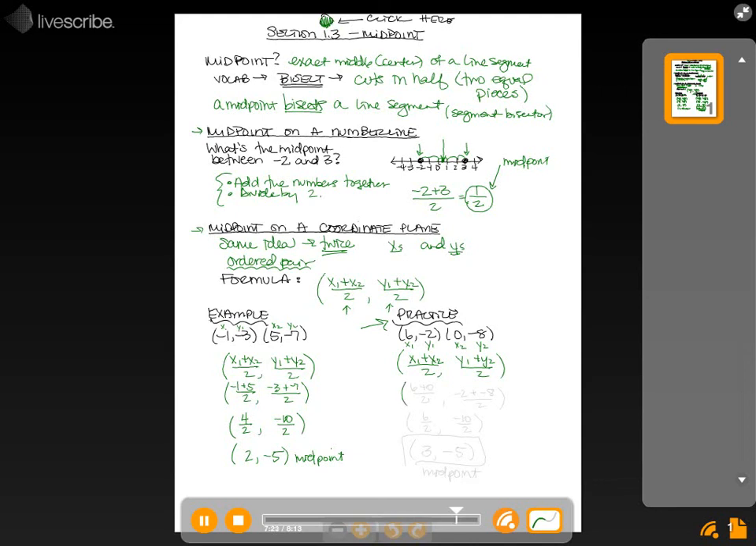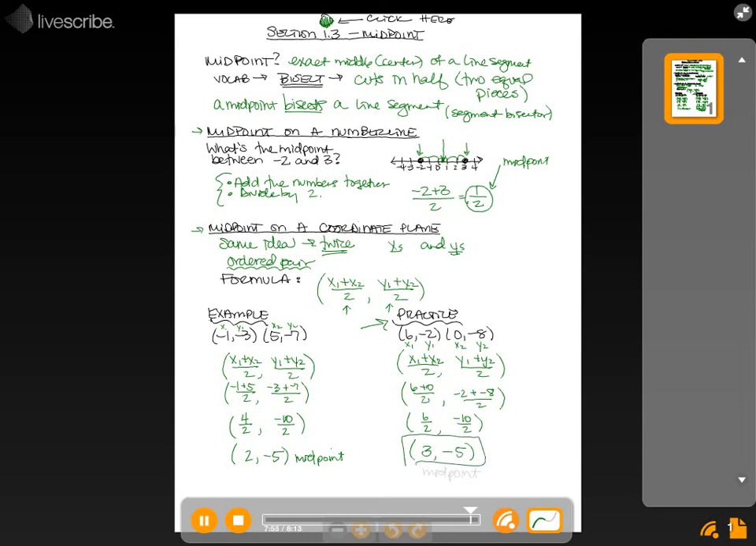Alright, let's fill in our values. x1 is 6, and x2 is 0, so 6 plus 0 divided by 2. y1 is negative 2 plus y2 is negative 8 divided by 2. 6 plus 0 is 6 divided by 2. Negative 2 plus negative 8 is negative 10 divided by 2. One more step, we're going to simplify. 6 divided by 2 is 3. Negative 10 divided by 2 is negative 5.